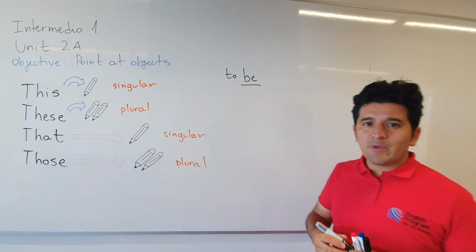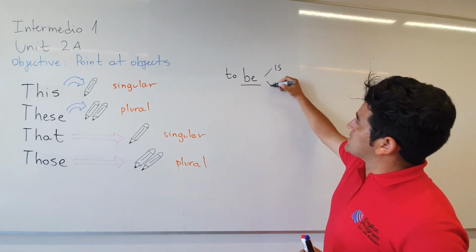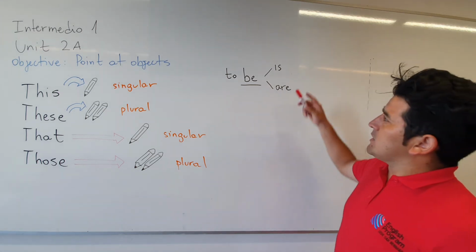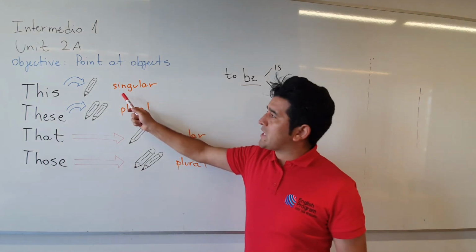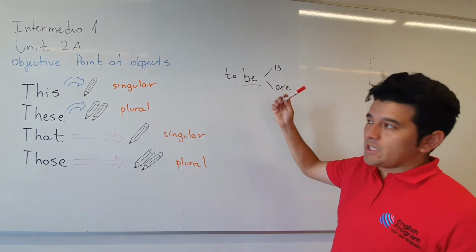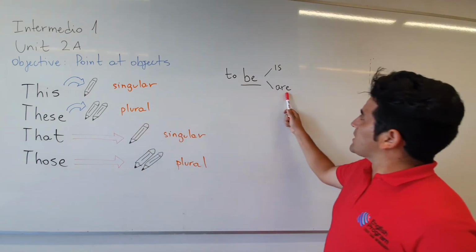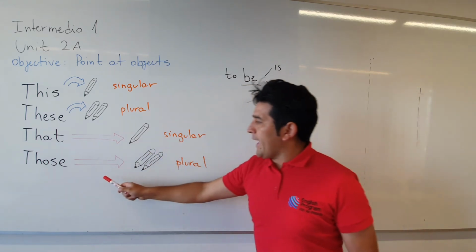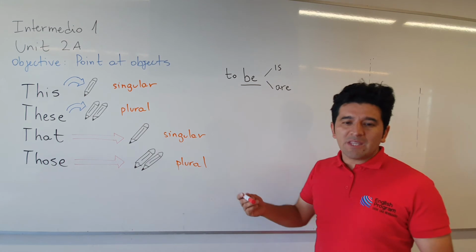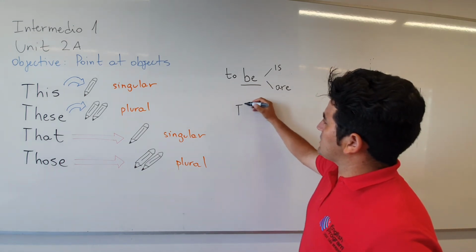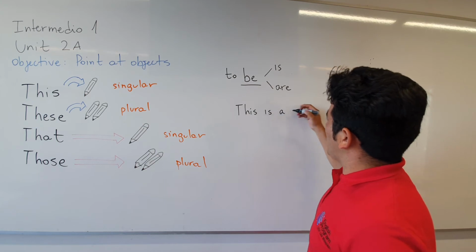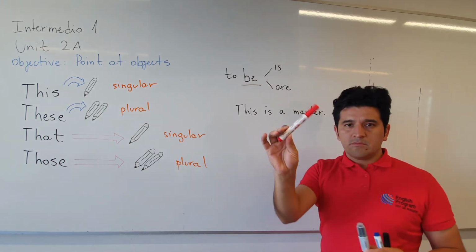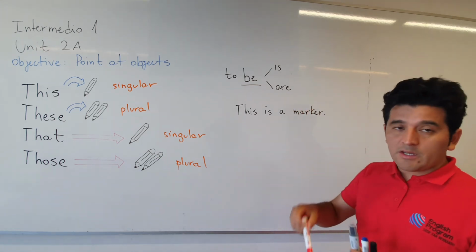If we want to use the verb to be, in this case we are going to use is and are. So it is important here. For example, when we say this, we say this is, because it's singular. And we say, these are. The same here. That is, and those are, because they are plural. For example, in this case we say, this is a marker. This is a marker, okay?